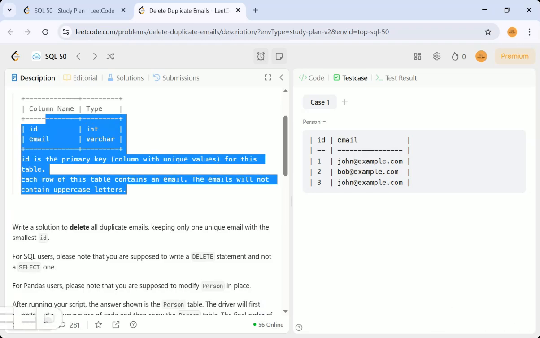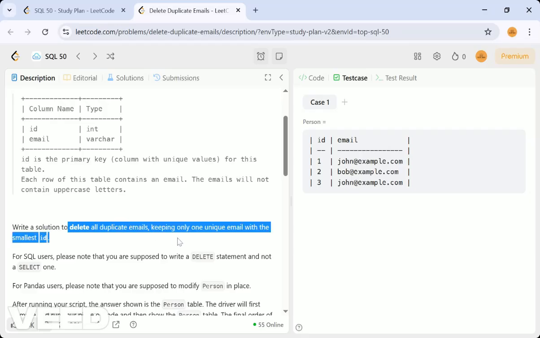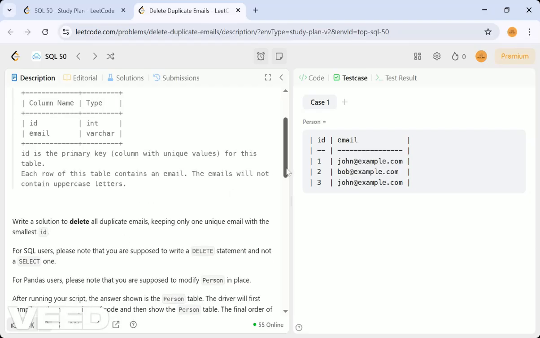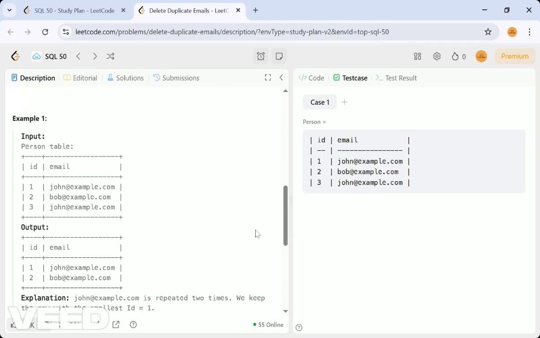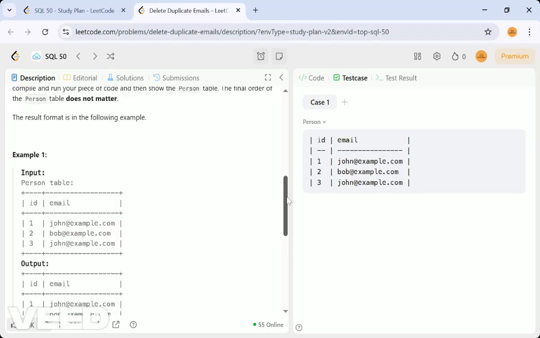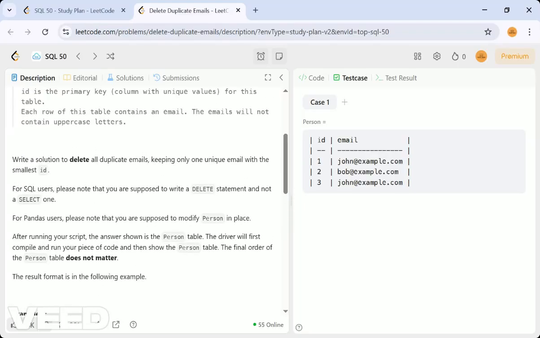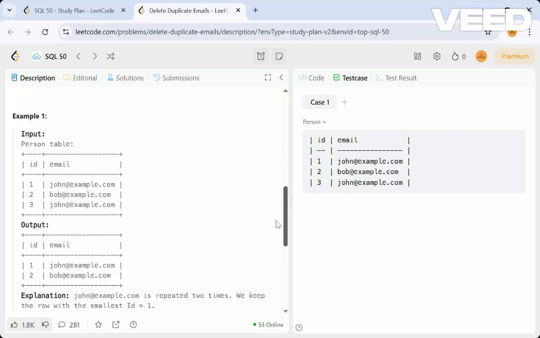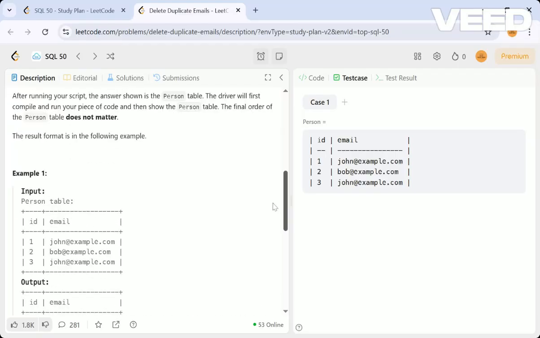They are asking us to write a solution to delete all the duplicate emails, keeping only one unique email with the smallest id. So one unique email should be there, and the duplicate emails have to be deleted, keeping the one with the smallest id. That is what they are asking: keep only one unique email with the smallest id. Okay, understood.